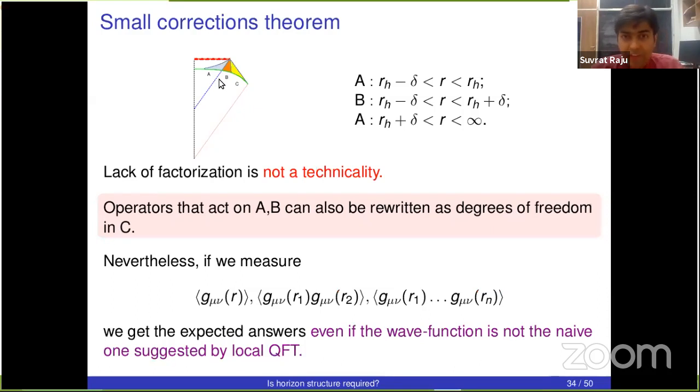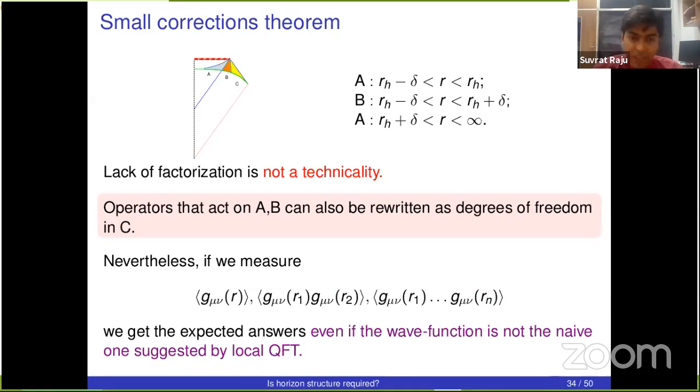Now, this lack of factorization is not a technicality. It's not that you go far away and you forget about it. It's an important aspect, and it's the fact that operators that live in A or B can also be rewritten as operators that act in C. And that was the result that I tried to show previously by going to null infinity to make everything precise.